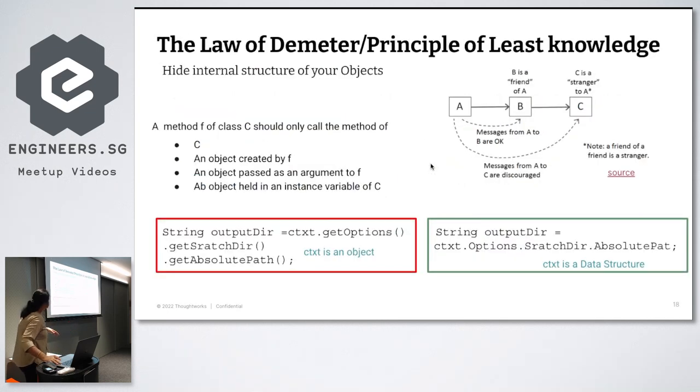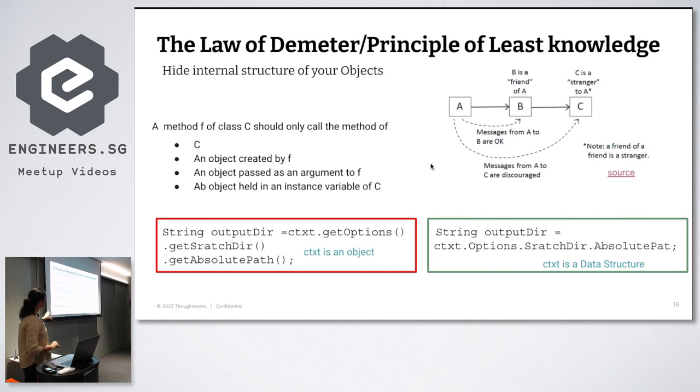And now to achieve this, like hiding the internal structure of your object, there is a principle called the Law of Demeter or the principle of least knowledge. What this principle says is a method of a class C should only call the methods of class C, of an object created by the method, or an object passed as an argument, or an object held in an instance variable of C. The meaning in very simple terms would be, talk to your friends, not to strangers, and talk only to your close units. So in the diagram, you can see a communication between A and C is discouraged. The diagram violates the Law of Demeter.